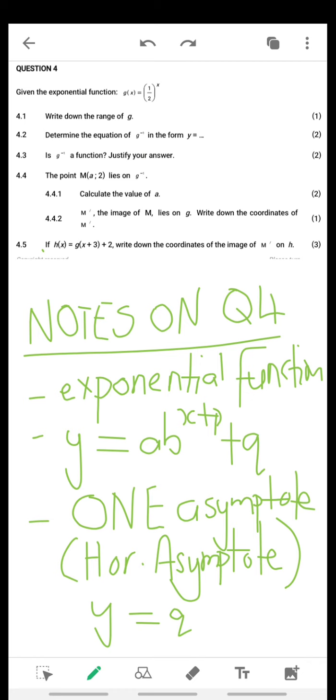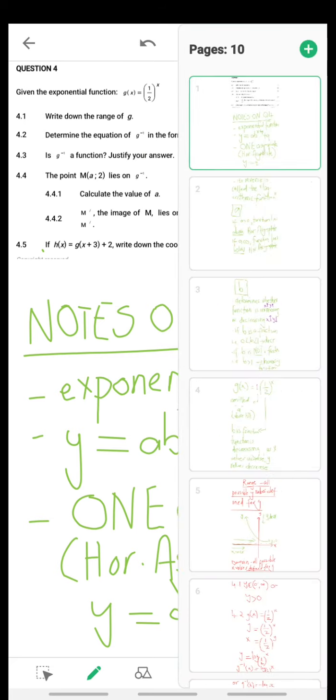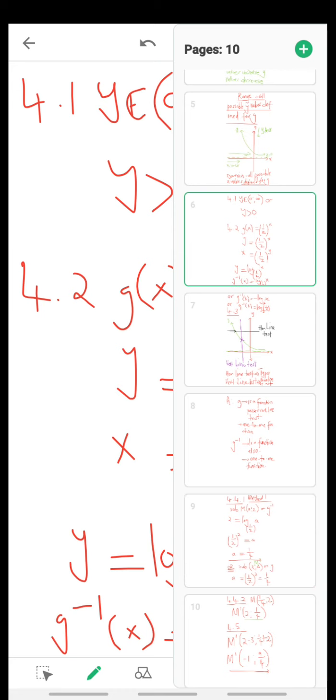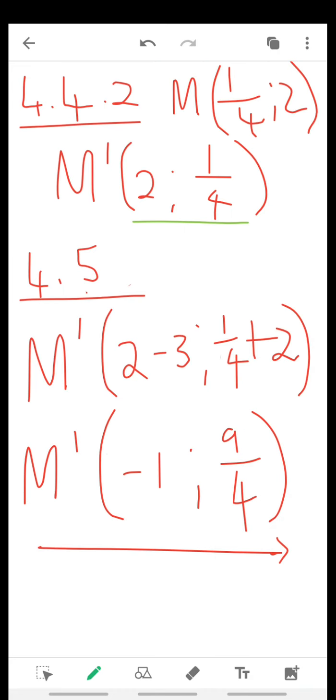So if I'm looking for the coordinates of the M prime on H, what does it mean? It means following from what I have here already, which is my 2 is to 1 over 4, that's where I'm going to make the changes. Okay, so x plus 3, remember x plus 3 equals 0 is the same as x equals minus 3. You agree with me? So it means the shifting is 3 units to the left. So I'm going to subtract 3 where there was a 2.